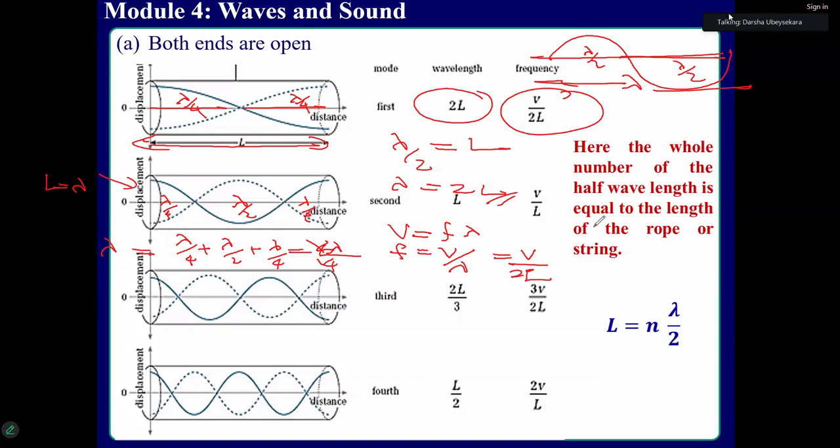So here the whole number of half wavelengths is equal to the length of the rope or string. So we can modify this equation for the both ends open case in a tube.